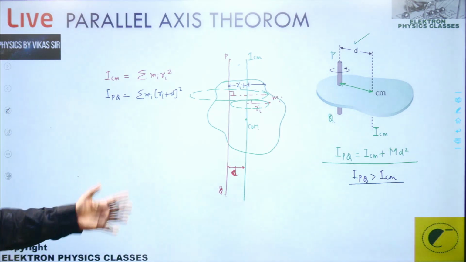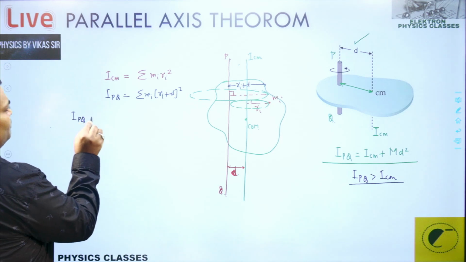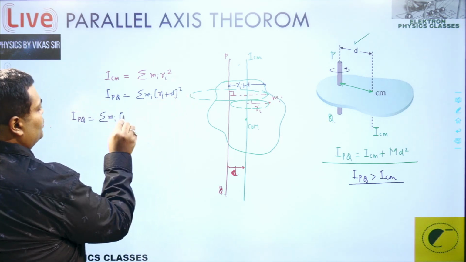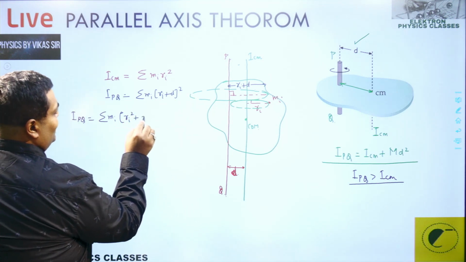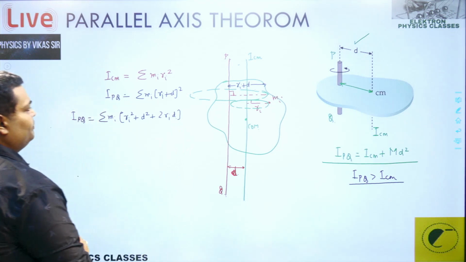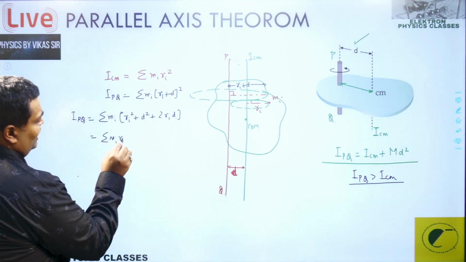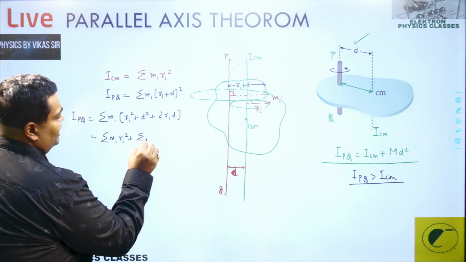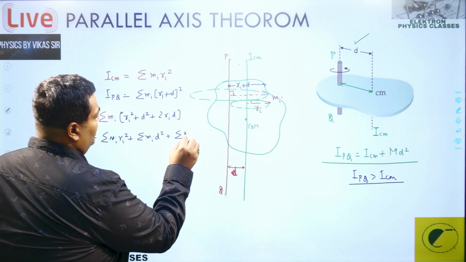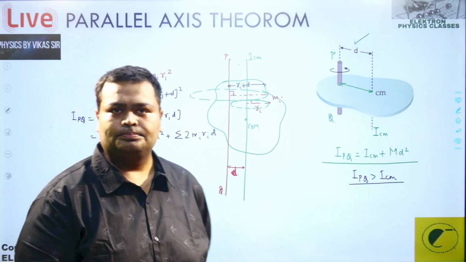That's it. Now solve it. So this IPQ should be equal to summation of Mi into (a plus b) whole square, so Ri square plus d square plus twice of Ri into d. Correct? Open up this. That becomes summation Mi Ri square as the first term, summation Mi d square as the second term, then twice of summation Mi Ri into d as the next term.